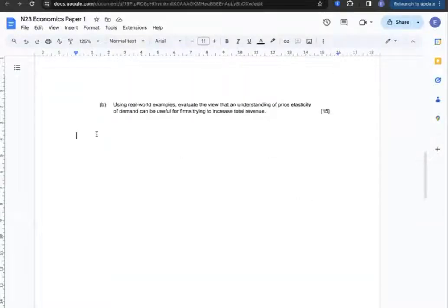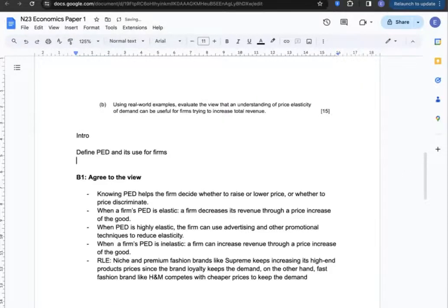Question B. Using real-world examples, evaluate the view that an understanding of price elasticity of demand can be useful for firms trying to increase total revenue. The intro should include the definitions of PED and explanations on its use for firms. First, my evaluation is going to focus on agreement to the view, such as knowing PED helps the firm decide whether to raise or lower price or whether to price discriminate.